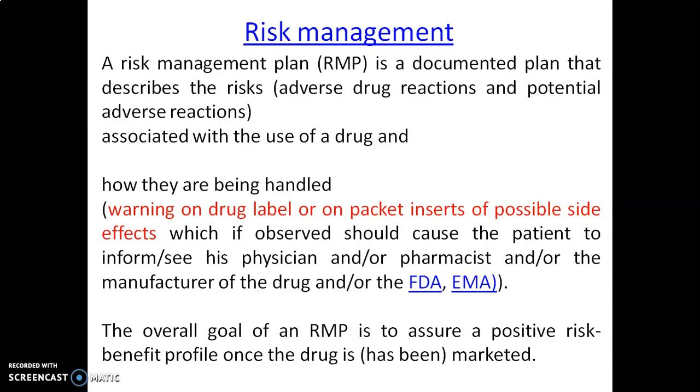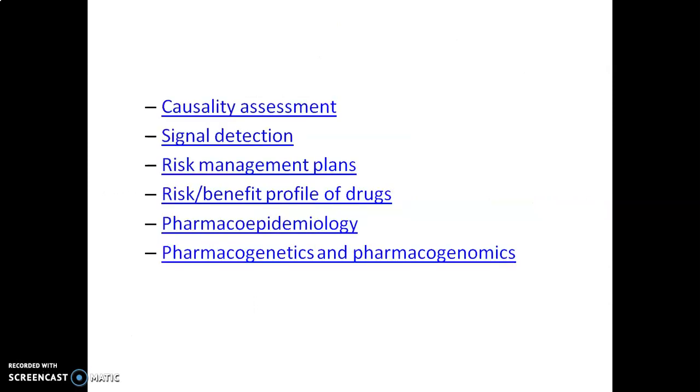So the overall goal of this risk management plan is to assure a positive risk benefit profile once the drug has been marketed. This is also part of vigilance, like we will come across reporting from any patient or other parties. Causality assessment will be checked from the vigilance, what relation it has, and they will do signal detection. These are the activities you have seen in pharmacovigilance. They will make a risk management plan.